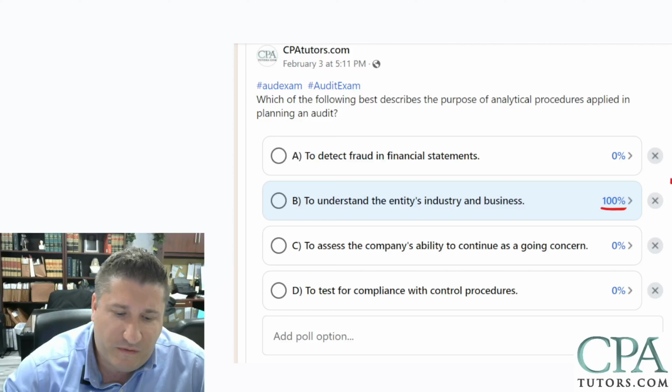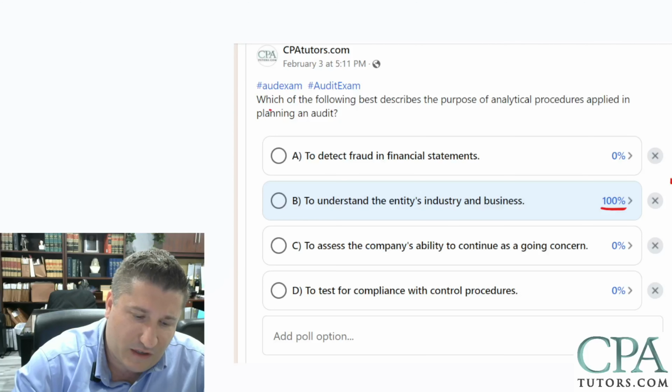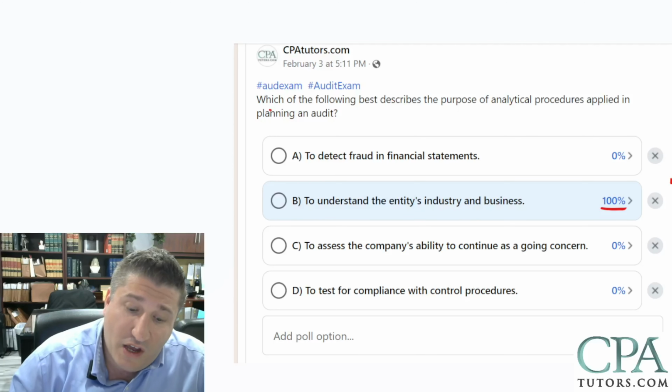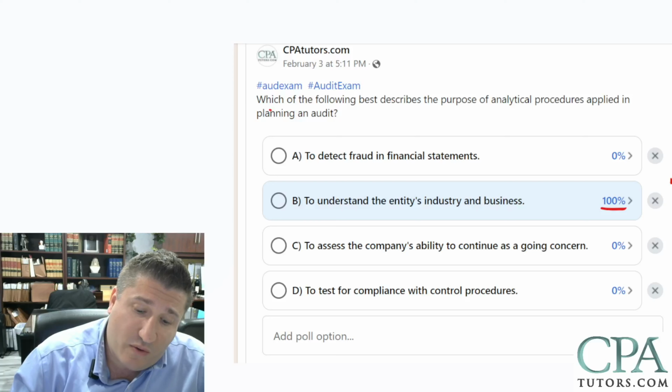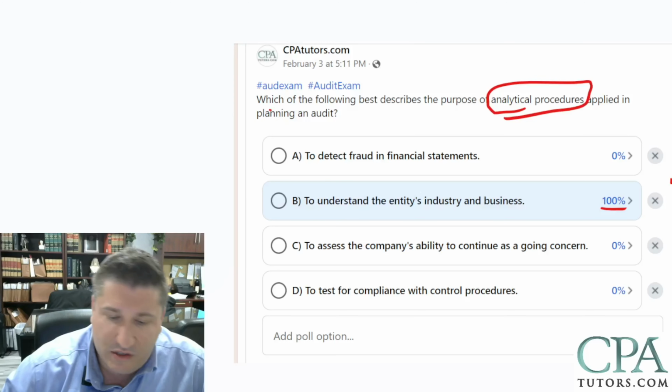So, which of the following, I'm just going to jump right into it. I'm reading the stem. Which of the following best describes the purpose of analytical procedures applied in planning of an audit? When I see analytical procedures, if you are involved in audits, you know that analytics are a tremendous part of the audit, both at the planning and the conclusion. And there's my first hint.